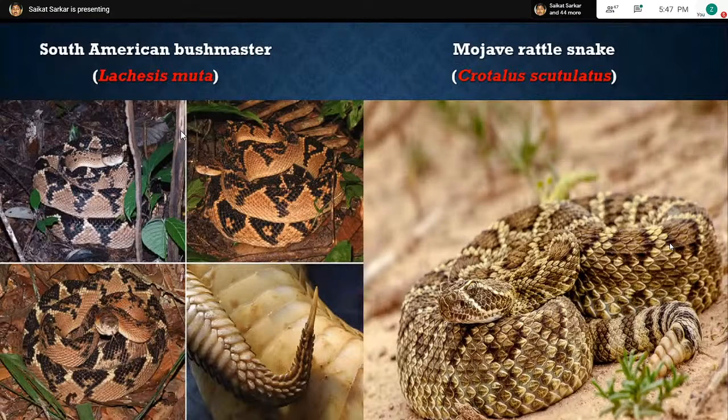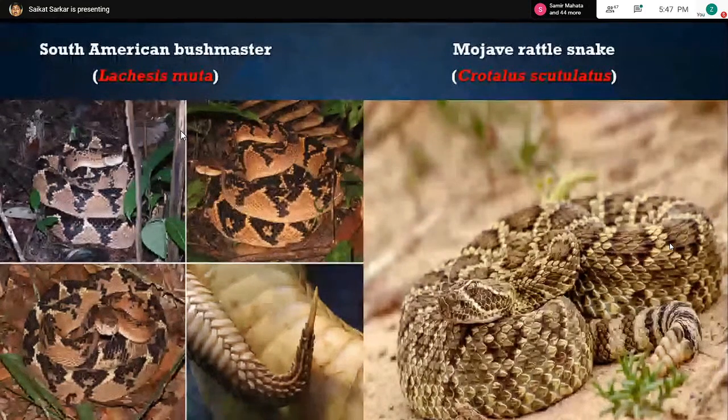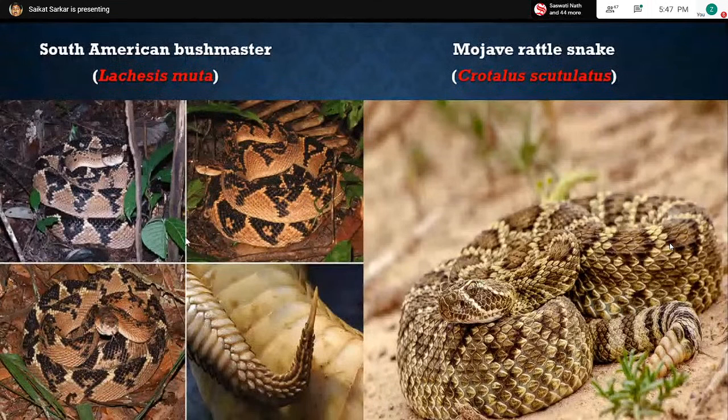They are known to be the largest, heaviest of all the vipers. You may say the stoutest may be the Gaboon viper, but the largest and heaviest will definitely be Lachesis muta.